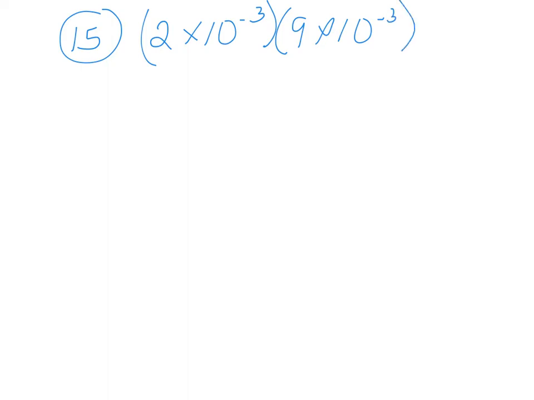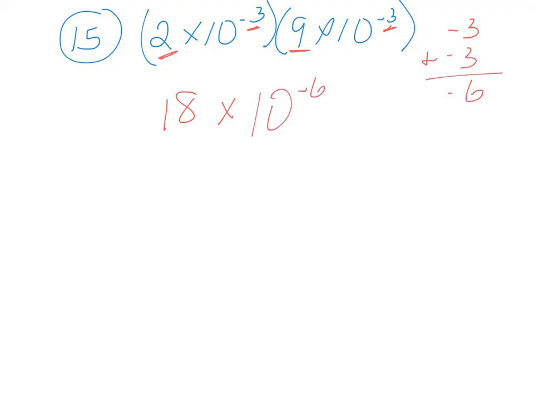Multiplying and dividing is actually easier than adding and subtracting. So to do this, we have 2 times 10 to the negative 3 times 9 times 10 to the negative 3. What you actually do is multiply 9 and 2, so you get 18, and you add the exponents. So negative 3 plus a negative 3 gives you a negative 6, like that.